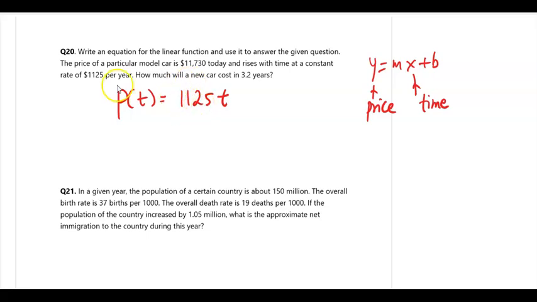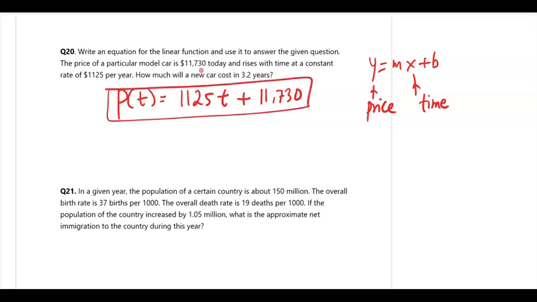That's the slope, because that's the rate of change, how much it is going to go up every year, plus the beginning price of the car, which is 11,730. That's today's, the initial price. So this is the function that models the car price after some years.